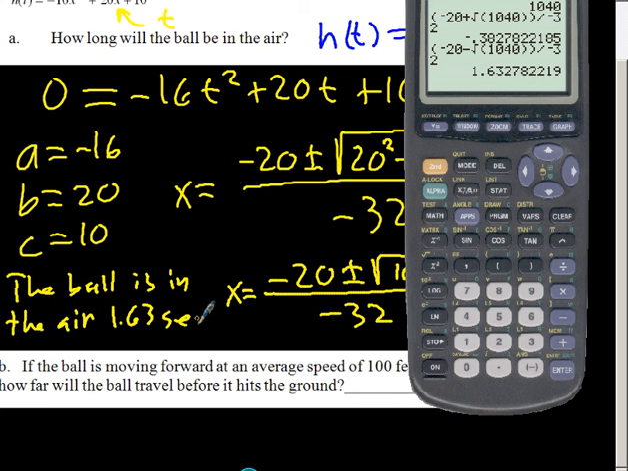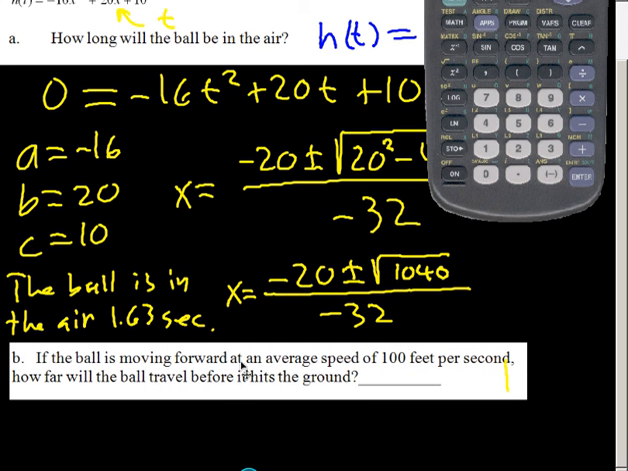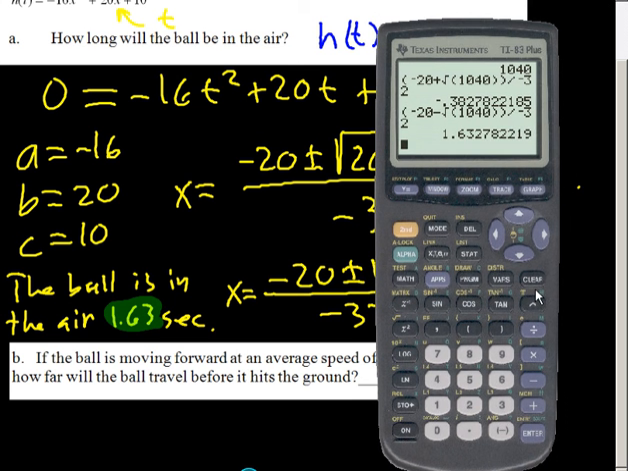Okay? Then there was this extra question that we had, which I think you'll be able to figure out. If the ball is moving forward at an average speed of 100 feet per second, how far will the ball travel before it hits the ground? So if it's going 100 feet per second and it's traveling for 1.63 seconds, that's pretty easy, right? 1.63 seconds times 100 feet per second is 163 feet.